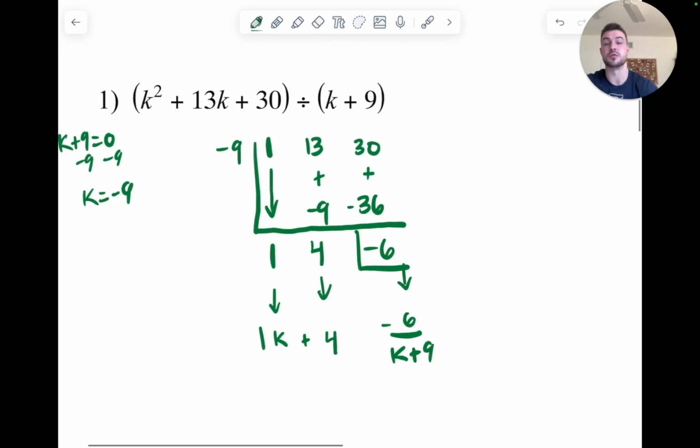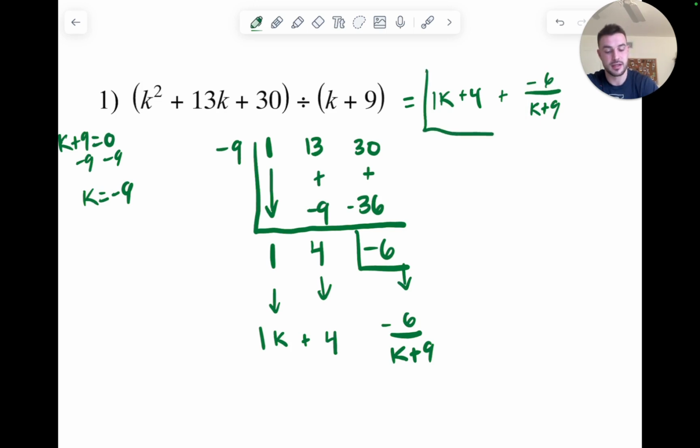What this tells us is when I get k squared plus 13k plus 30 divided by k plus 9, my answer is going to be 1k, which you could just write as k, plus 4, with a remainder of -6 divided by k plus 9. This here is our final answer. And it kind of makes sense if you think about it, because k times k should give us our k squared. The fact that there's a remainder here tells us that this does not go in evenly, so therefore we are done.